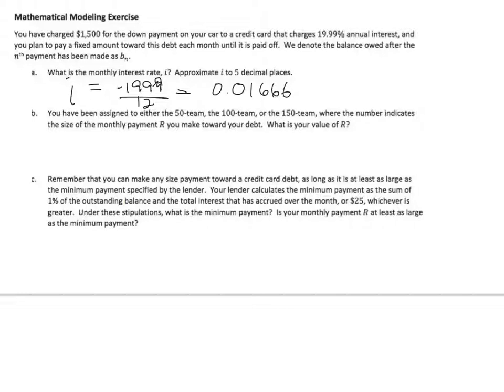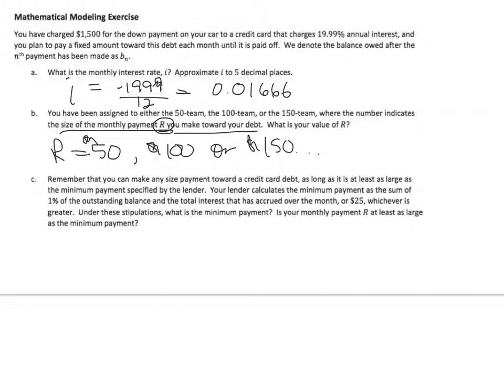You have been assigned either the 50 team, the 100 team, or the 150 team, where the number indicates the size of the monthly payment R you wish to make towards your debt. What is your value of R? R is my monthly payment, $50, $100, or $150, depending on what team I assign you to. We're not doing teams. I'm going to work through all the data, and you're going to watch.